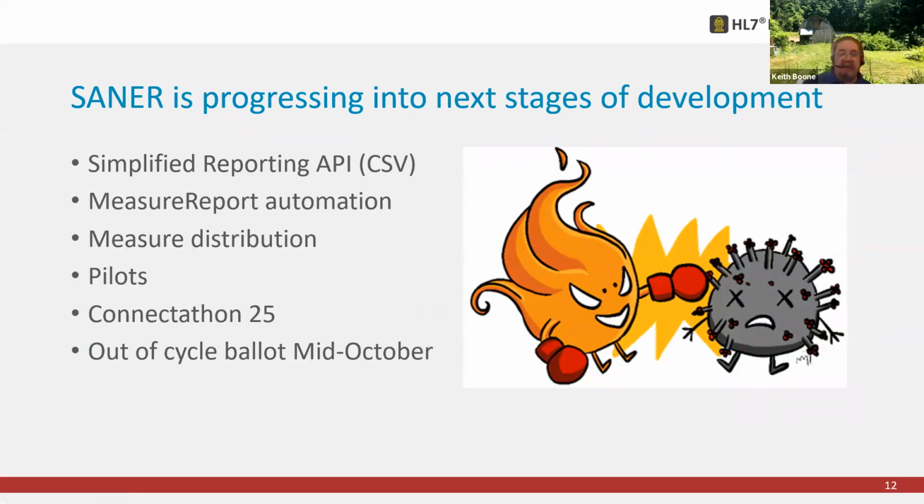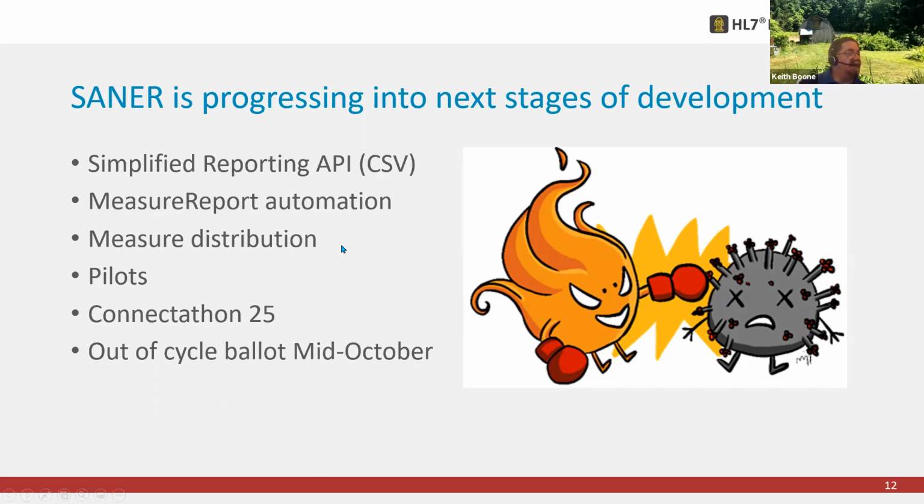We're progressing now into the next stages of development, where we're looking at simplified reporting APIs, allowing people to submit CSVs with the measure reports, and to get CSVs from measure reports, for example, as is presently being used for CDC reporting. Also automating the generation of measure reports, so the measure report itself could be automated either using FHIRPath or CQL, clinical quality language, or other sorts of implementations.